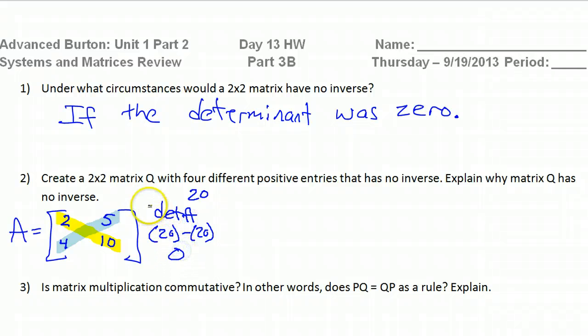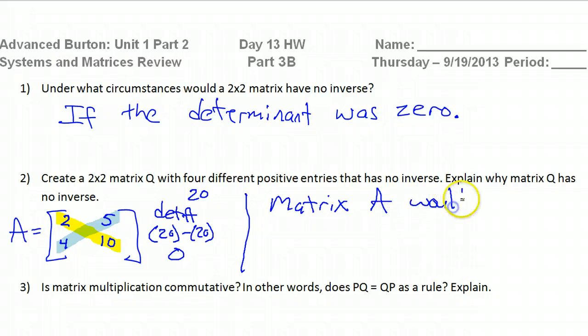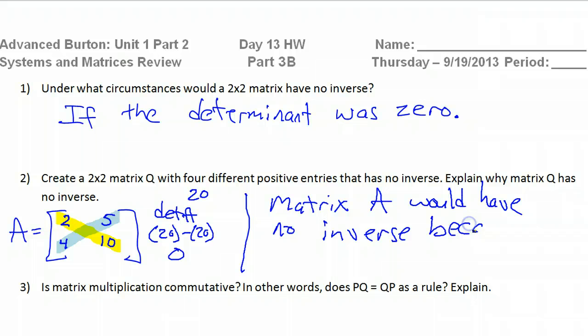And if the determinant is 0, then there is no inverse. So this could be one possible answer. Obviously, there are infinitely many possible answers, but matrix A would have no inverse, because the determinant is 0.